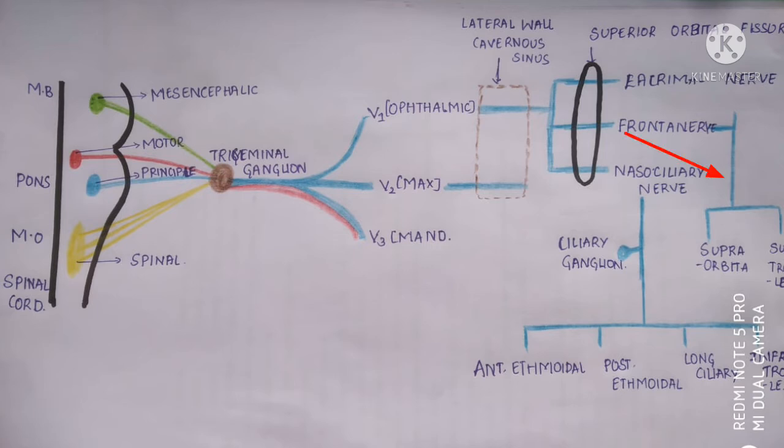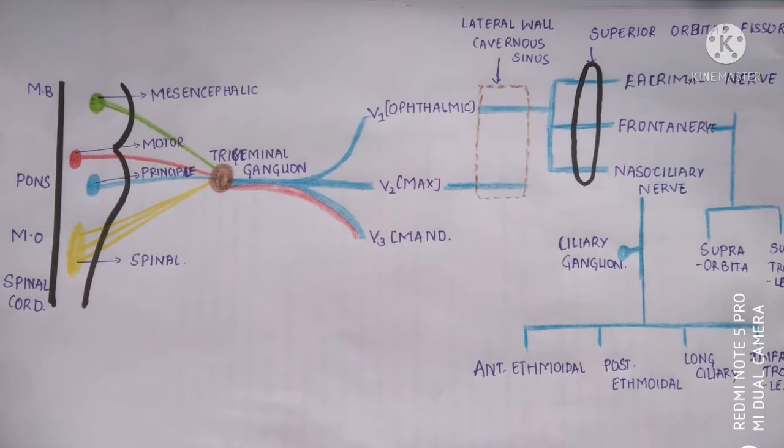Frontal nerve is further divided into supraorbital nerve and supratrochlear nerve. Supraorbital nerve is the largest branch of the frontal nerve. It supplies the upper eyelid, forehead, and anterior scalp region to the vertex of the skull. Whereas the supratrochlear nerve is the smallest branch of the frontal nerve and it supplies the lower medial portion of the forehead. Now let's come to the nasociliary nerve.